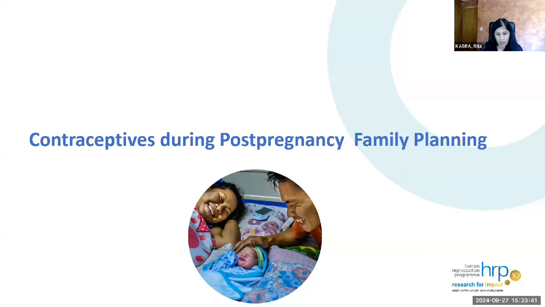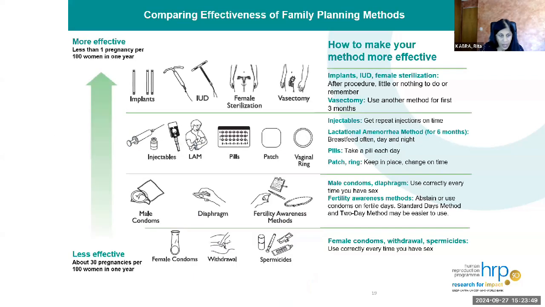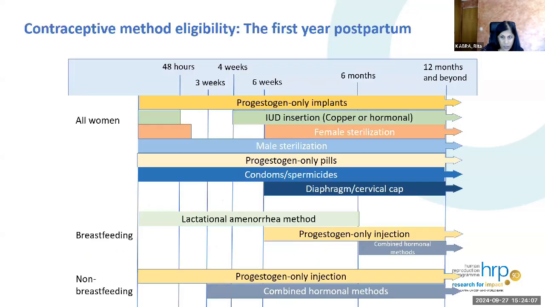So I will just go a little, I know we are running out of time, but I wanted to talk a little about the contraceptives which can be used during post-pregnancy family planning. And this is the list of the contraceptives which are available in our handbook and other guidance documents, which shows us the effectiveness of contraceptives. And almost all contraceptives can be used in the post-pregnancy period. There are some differences in this, and this is another chart which we have made, which shows that all women in the postpartum period up to 12 months and beyond can use progesterone-only implants.